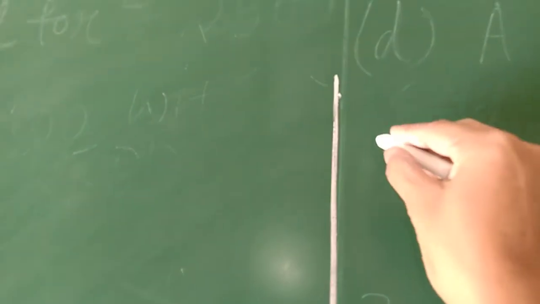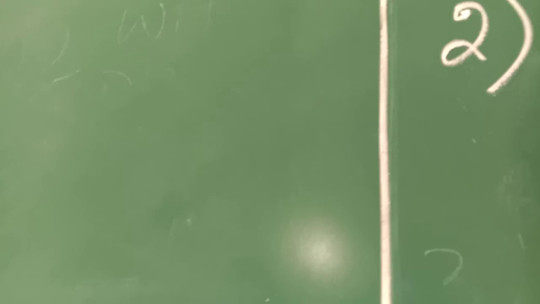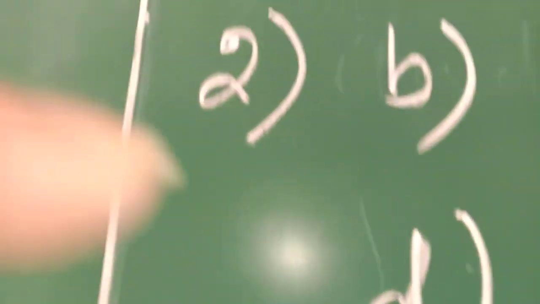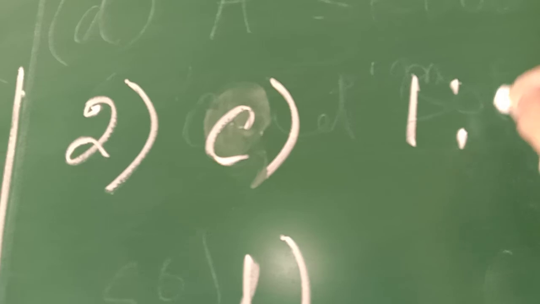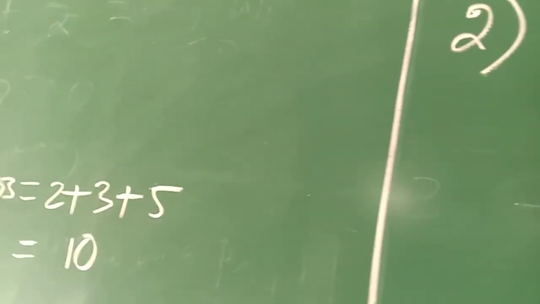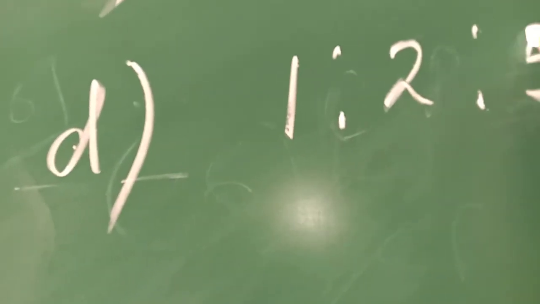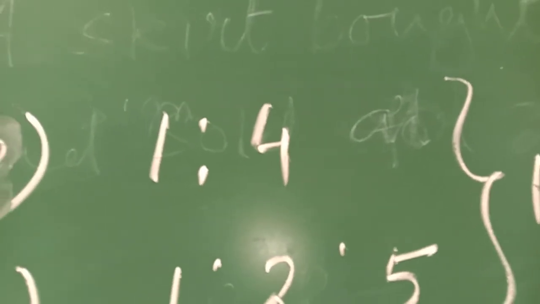Do it by yourself. Question number 2, B and D. The question was B, we have done C and D, not B. C is 1:4 and D is 1:2:5. These two are your homework. You can do it on your own.